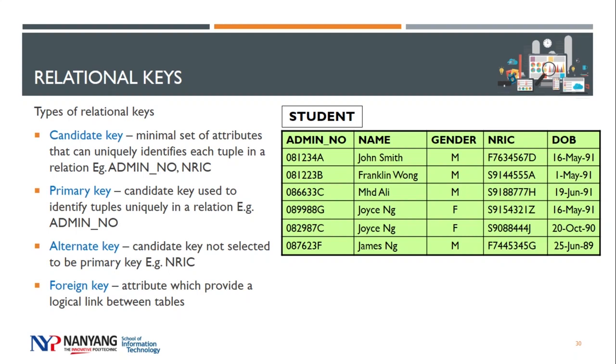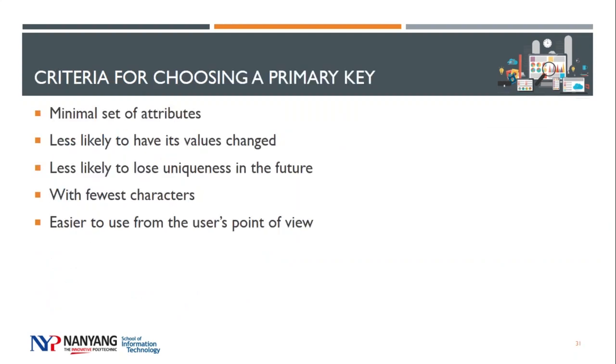And on top of that, we have a foreign key attribute which provides a logical link between the tables. And we have more examples to illustrate that. But before that, let's look at some of the criteria for choosing a primary key.